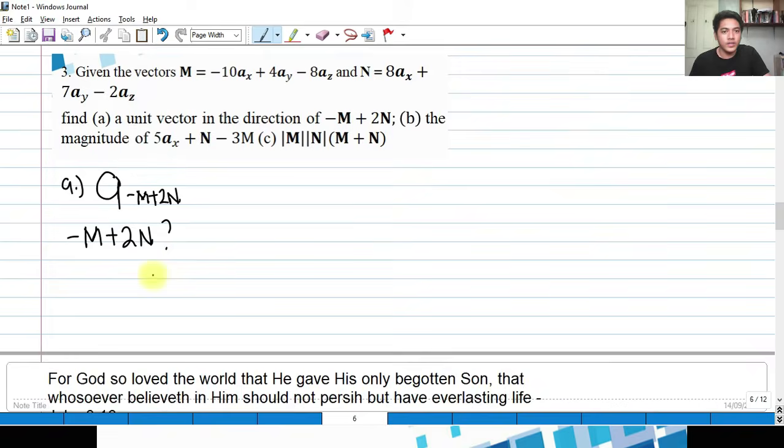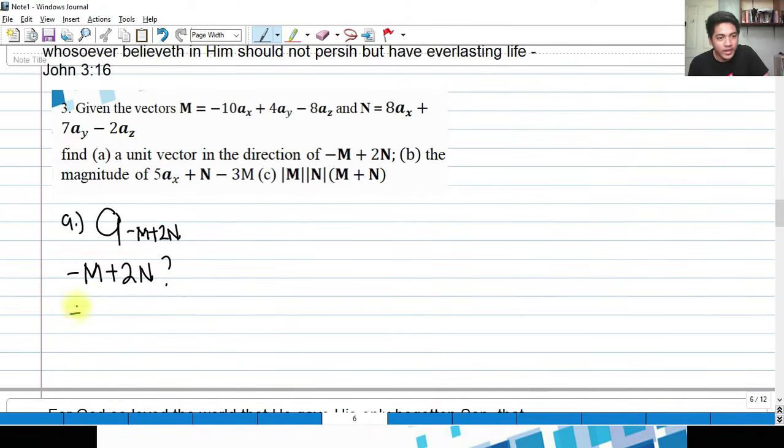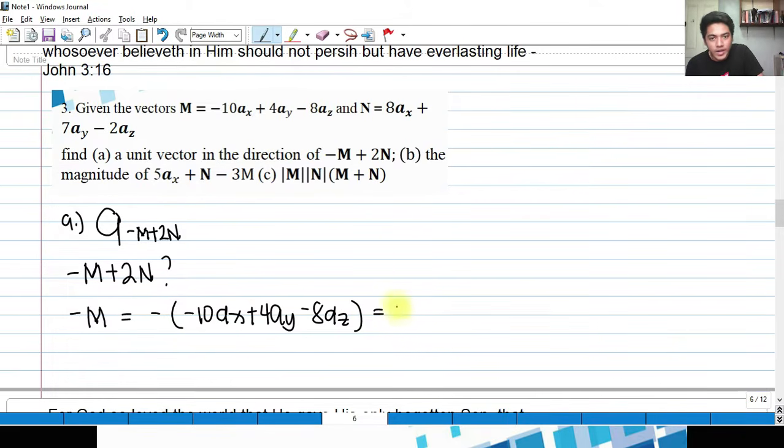Okay? So, let's try this. I will negate the vector m, negative m. So, that would be the negative of the vector m, which is negative 10ax plus 4a sub y minus 8a sub z. Distributing the negative sign, we have 10a sub x minus 4a sub y plus 8a sub z. So, this is our negative m.